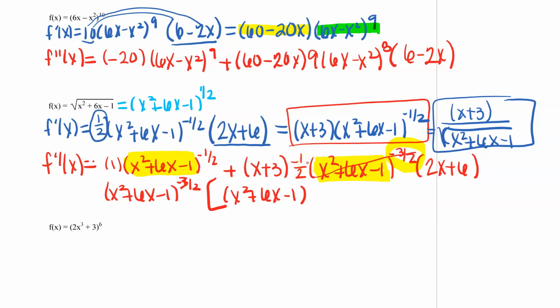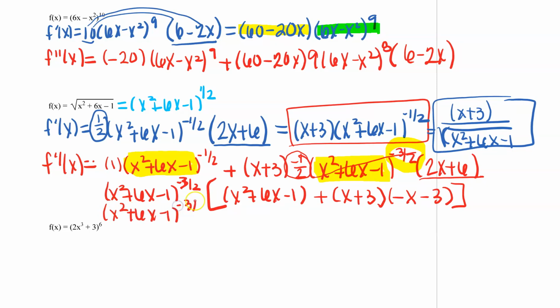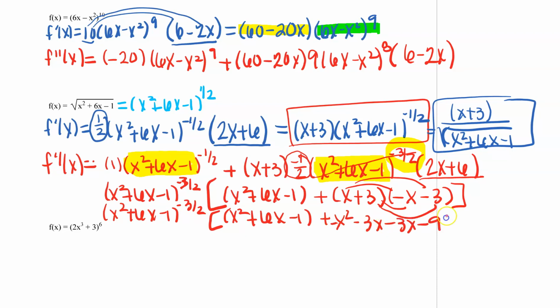So I am going to distribute this negative 1/2 into here like I did before. So it gives me plus x plus 3, and then negative 1/2 of this would be negative x minus 3. Whew, almost done. So that gives me x squared plus 6x minus 1 to the negative 3/2. I'm going to clean up this. This is x squared plus 6x minus 1. I'm going to FOIL this thing out, so that gives me minus x squared minus 3x minus 3x minus 9. And I did all that so I can clean this up.